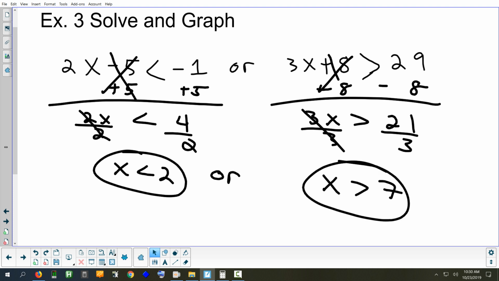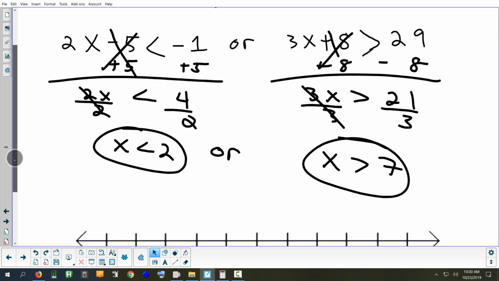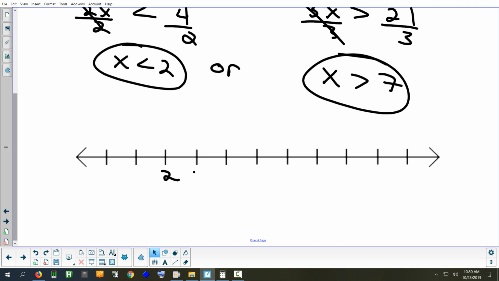Now, when we graph a disjunction, or when we graph an or, which way do the arrows usually go? Away from each other, right? So let's go like this. Open circle on 2, arrows pointing to the left, so you should shade left. Open circle on 7, just put it right in the middle of 6 and 8. The symbols pointing to the right, you should shade to the right.